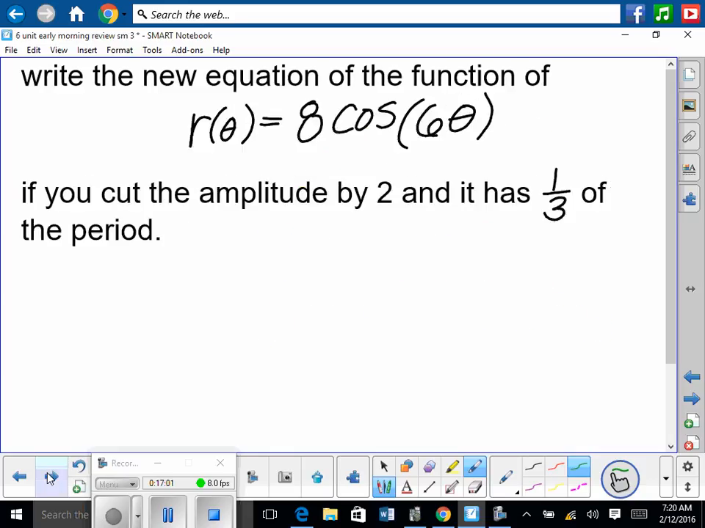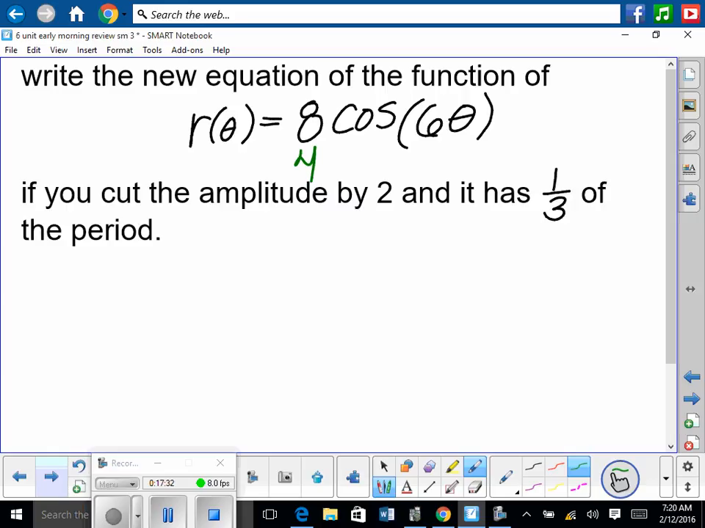Another one. Okay, so here we go. Same idea, we just got to think. So it says, write the new equation of the function, r of theta is equal to 8 times cosine of 6 theta if you cut the amplitude by 2, and it has 1/3 of the period. So this one we've got to think about a little bit more in depth here. The amplitude part's easy, right? Cutting the amplitude by 2, I'd be dividing it by 2. So our new amplitude will be 4, right? Cutting it in half.